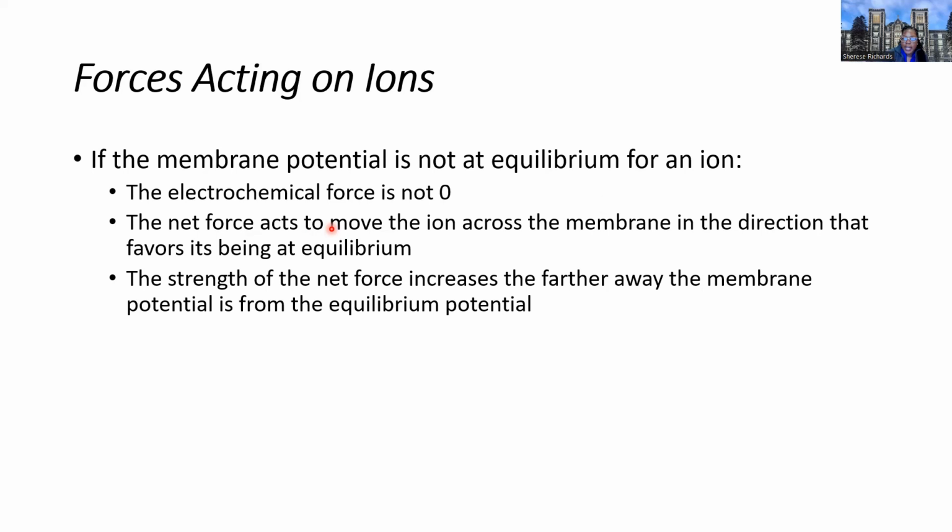The net force acting on potassium moves it out of the cell because moving it out helps bring it closer to its equilibrium potential, which is more negative than the resting membrane potential, at negative 94. And for sodium, sodium wants to rush into the cell because at positive 60, there needs to be more positive charge inside the cell. So sodium is going to move in the direction that will favor it arriving at positive 60, which is its equilibrium potential.